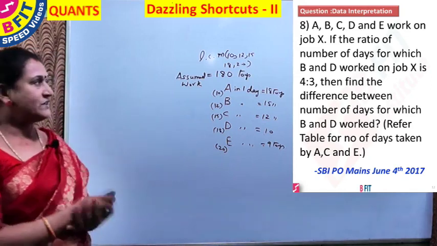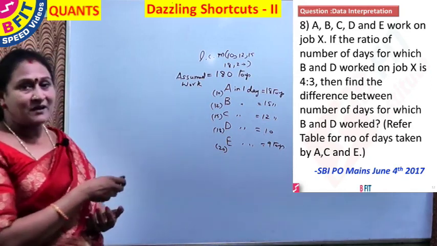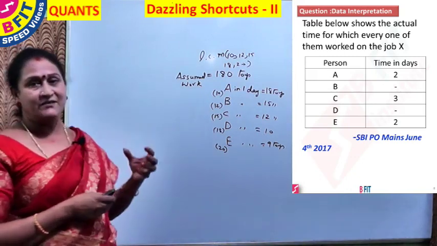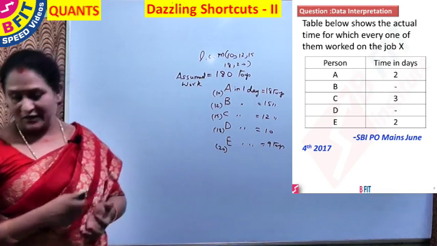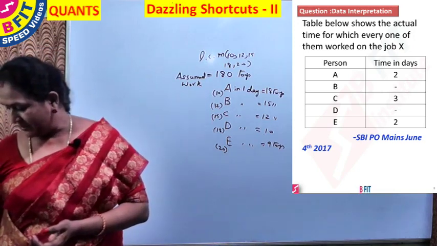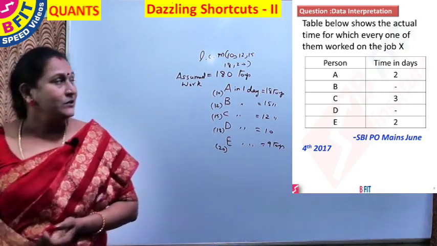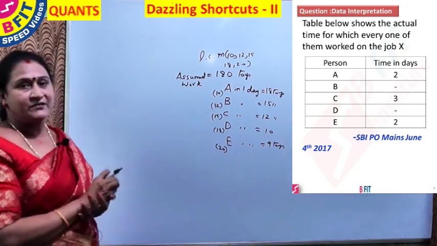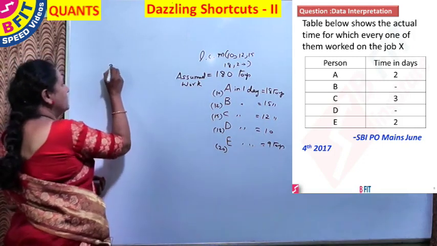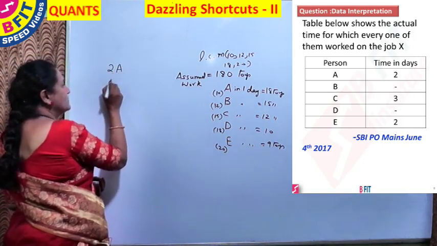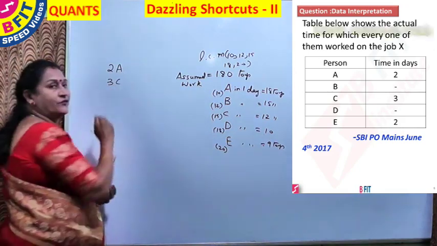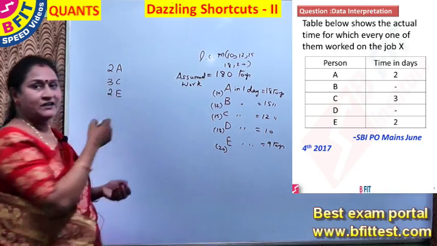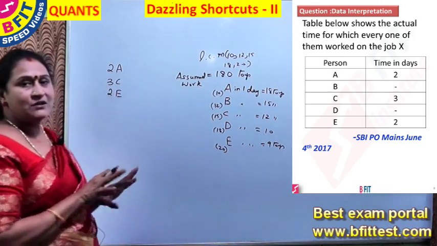So friends, for this question, you remember that table which they gave after that line graph. We have to use the details which they have given in the table. You can go back and check the table. They have given the time for which each person worked. You can see A worked for 2 days, C worked for 3 days and E worked for 2 days. This is the data given in the table, and for B and D it was left blank.